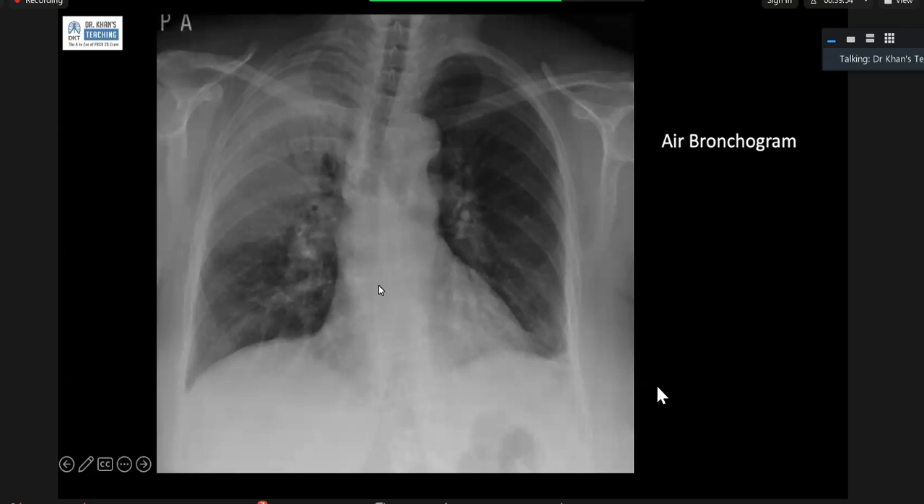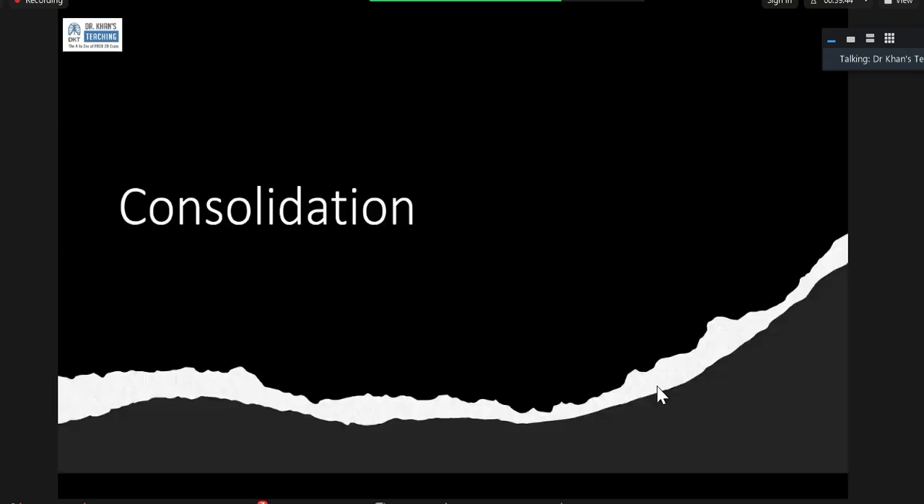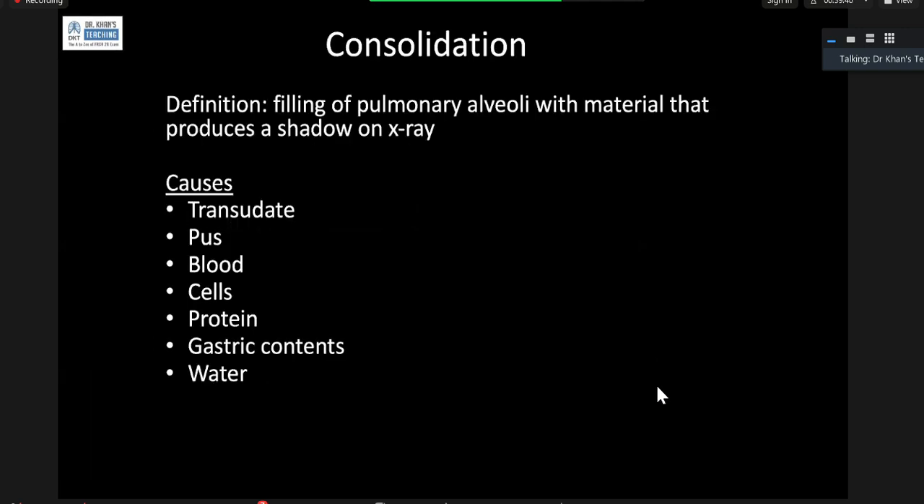So now we have learned all that basic concept, how to identify alveolar pattern, interstitial pattern, silhouette sign, and we have seen air bronchogram, right? So now we're moving on to identifying consolidation. What is consolidation? It's filling up of pulmonary alveoli with material that produces a shadow on X-ray. Same thing, like an alveolar opacity that we learned earlier.